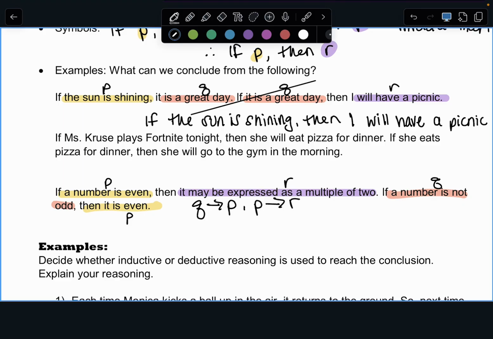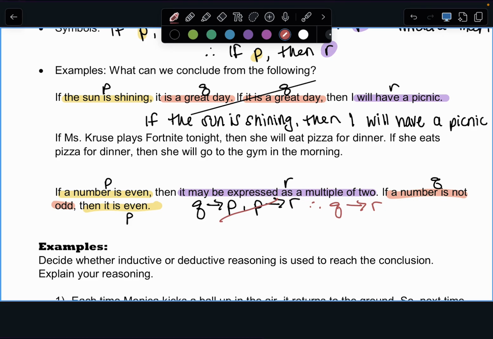And I cancel out my P. So what can I conclude here? Q implies what? Q implies R. Notice how Q was not the first thing listed in the sentence. Up here, the first thing listed is the first thing we wrote. They might try to trick you. Q was way over here, okay? So be careful, label your statements.